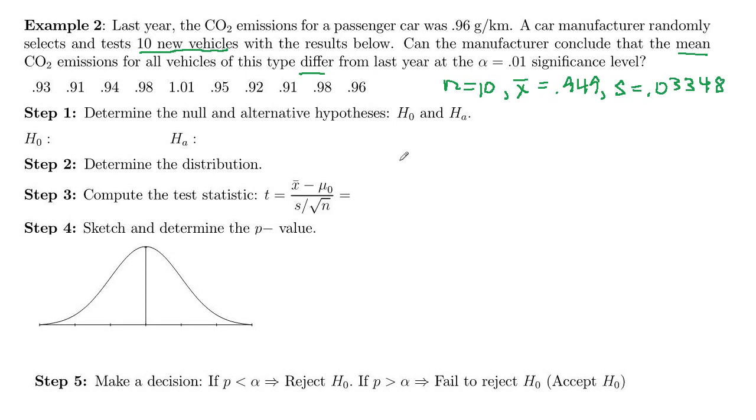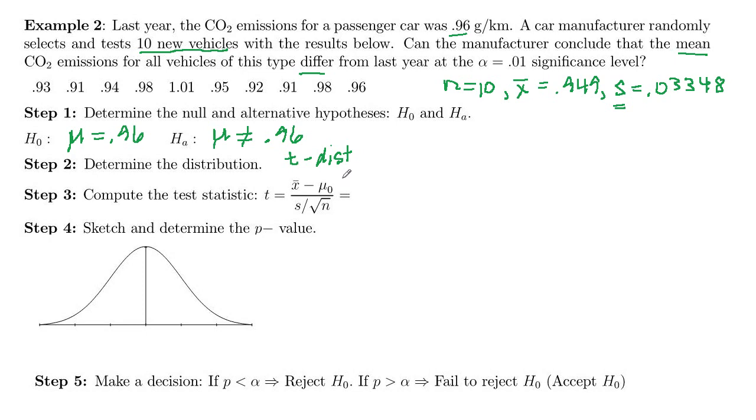So null and alternative. We're trying to see if it differs from last year. Last year was 0.96. So we are dealing with means. So our alternative, what we're trying to establish, is mu not equal to 0.96. If that's not the case, then the mean will equal 0.96. Determine the distribution. This is mean, and we are given S here instead of sigma, so this is going to be a T distribution again. That'll happen most of the time with means. You're going to use T, and then Z for proportion.